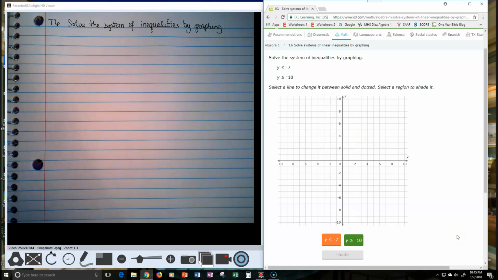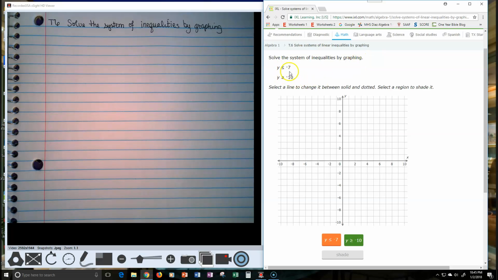Alright, we're on our final stretch. We've got T6 here, solve systems of linear inequalities by graphing. So basically you are graphing more than one line and you're shading what's common between them. That's all you're doing. So solve the system of inequalities by graphing.